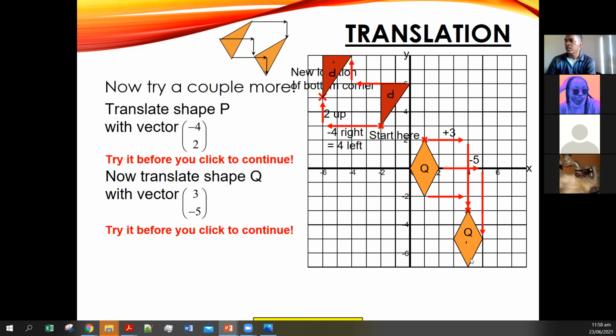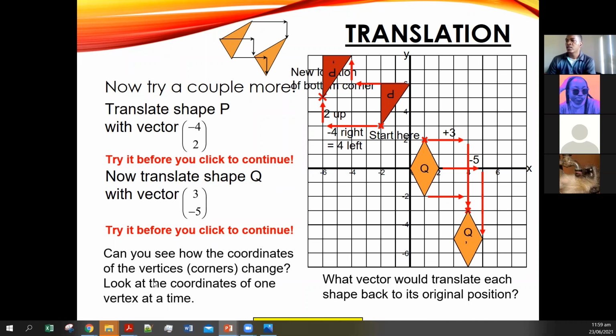That symbol is supposed to be P prime over there, okay? And that's what we do for all of them all around. This is just translation. The shape size is not changing. The shape positions are not changing. Only the position of the shape is changing, but the size and the direction, how the shape is showing, is not changing at all, right?